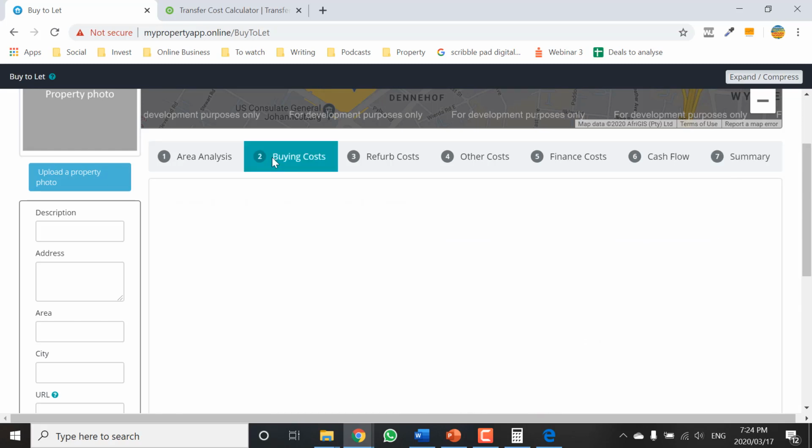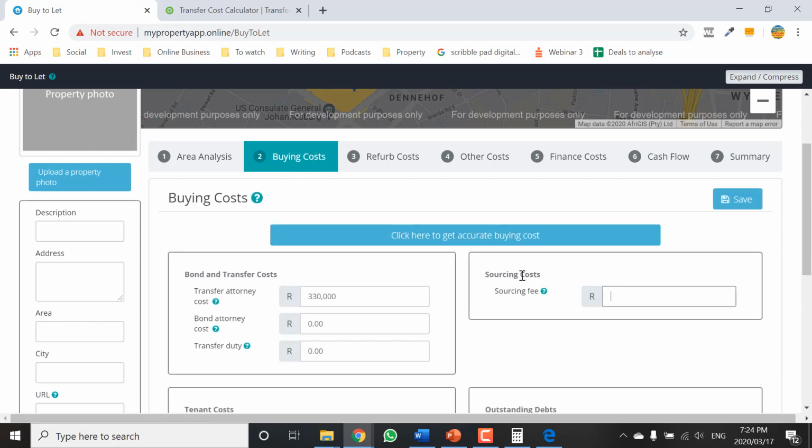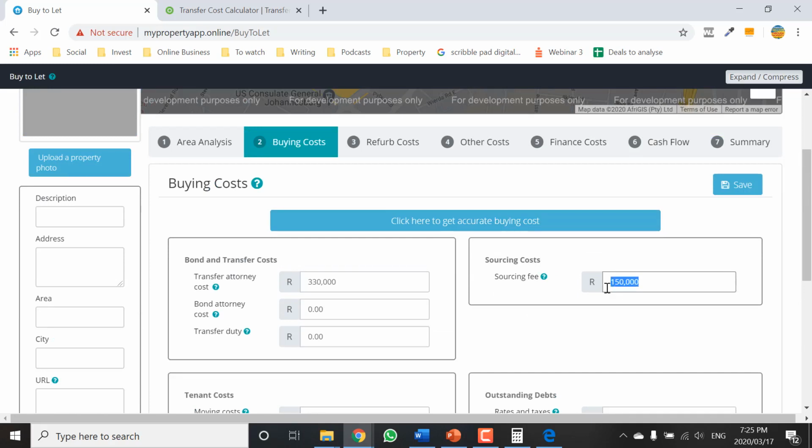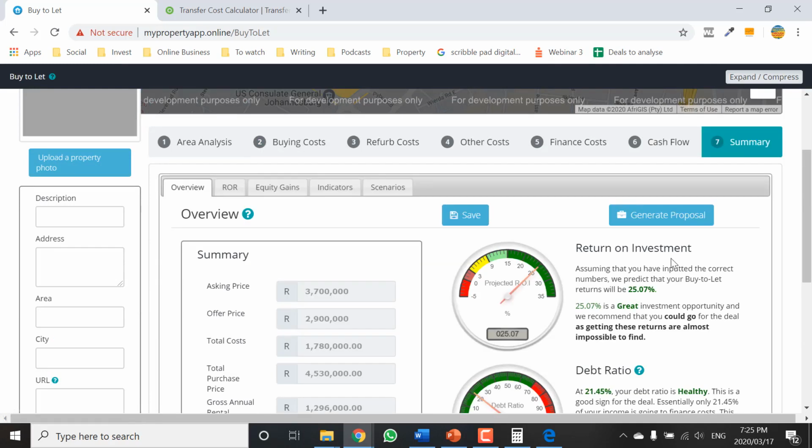What you can now do is go to the buying cost tab, where we've got a section called sourcing fee. Here's where you can put the fee that you want to sell this deal for. How much do you want to get for this deal if you sell it to an investor? That's the thing I'm not so sure about, Lawrence. If your numbers are correct and you can get a 25% ROI, I would say 150,000 rand as a sourcing fee, because then your return is still 23.5%.